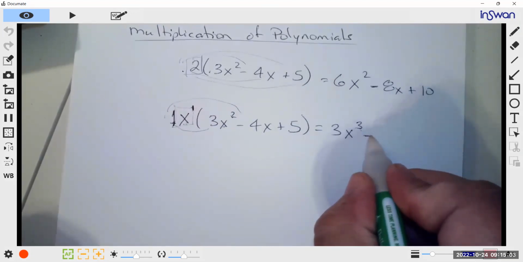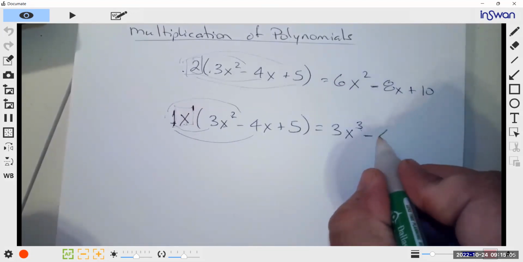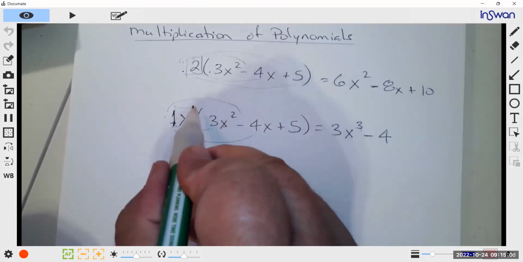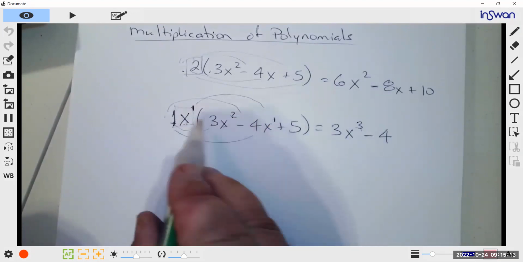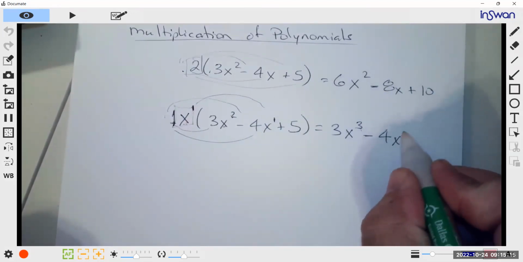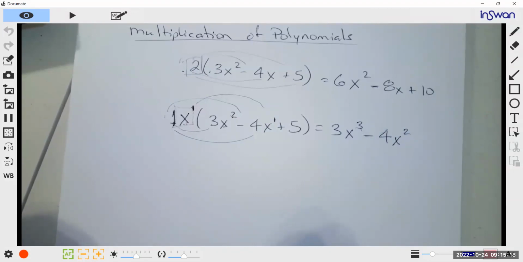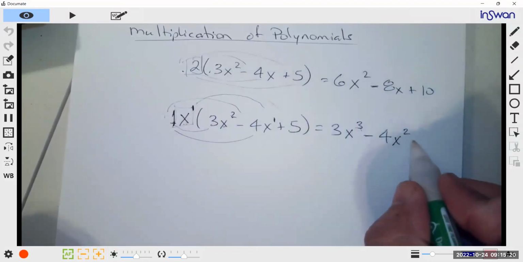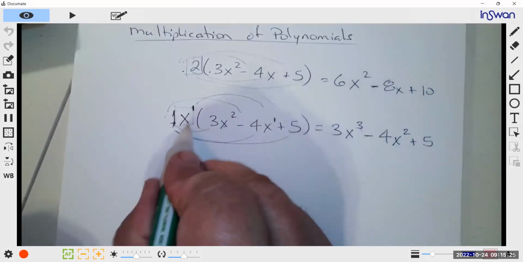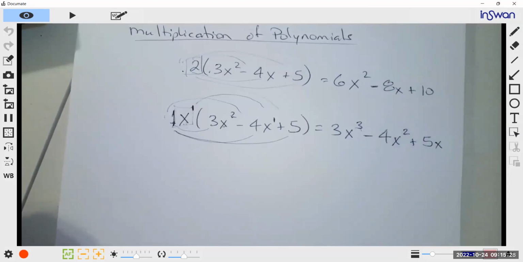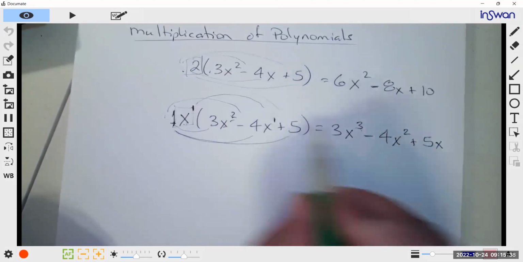Positive times negative is negative. 1 times 4 is 4. X to the first times x to the first, so same base. 1 plus 1 is 2. Positive times positive is positive. 1 times 5 is 5, and there's only one x. So again, when you multiply or divide polynomials, you change the exponents.